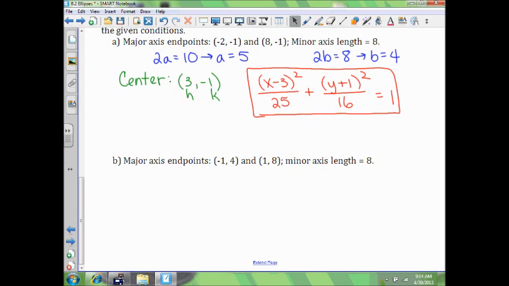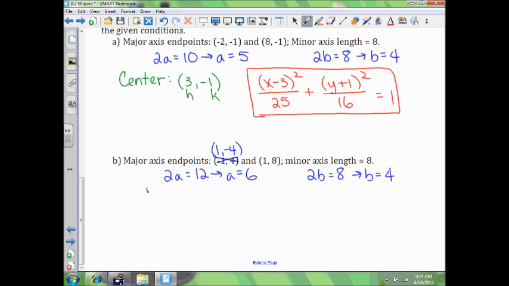Now in part B, it says the major axis endpoints are (-1, 4) and (1, 8). Actually, sorry, this should say (1, -4), a little bit of a typo. So 2a, the distance between -4 and 8, is 12. That means a is 6. Minor axis length is 2b, that's 8. That means b is 4.